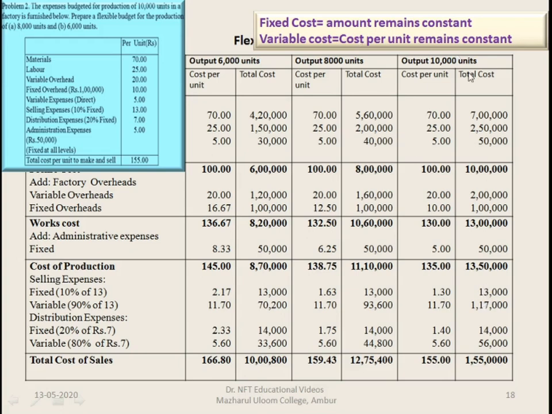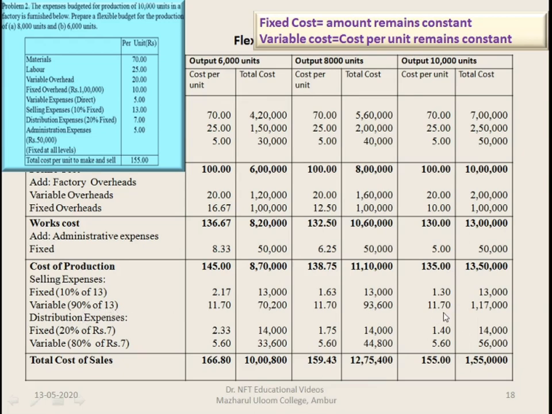Now you calculate per unit cost. 13,000 divided by 10,000 is 1.3. 13,000 divided by 8,000 is 1.60 and 13,000 divided by 6,000 is 2.17. Now fixed cost is 10%. Balance 90 percentage is the variable cost out of this 13 rupees.